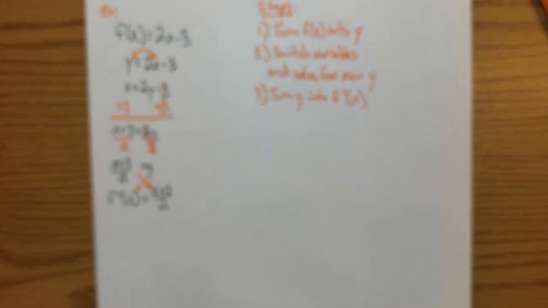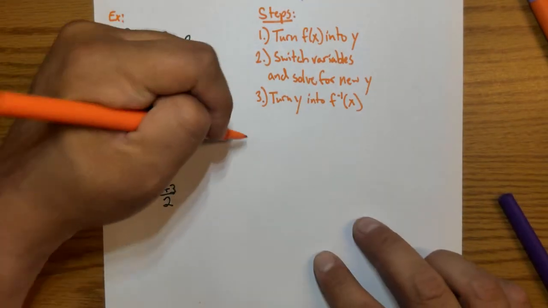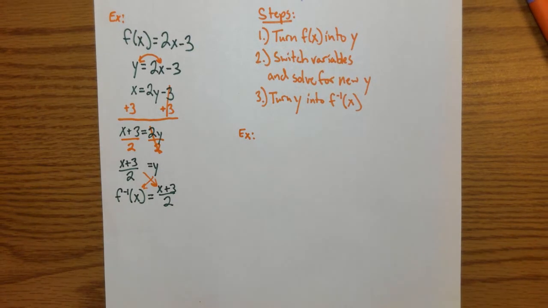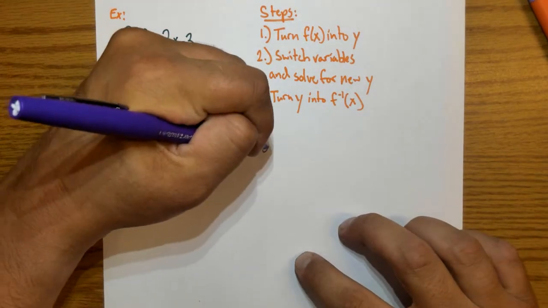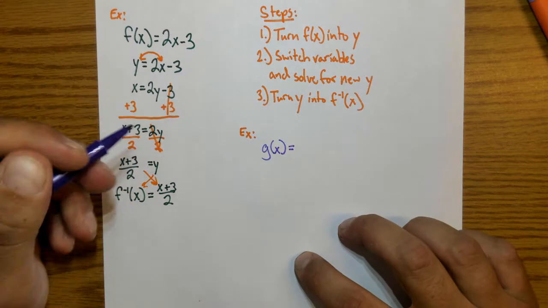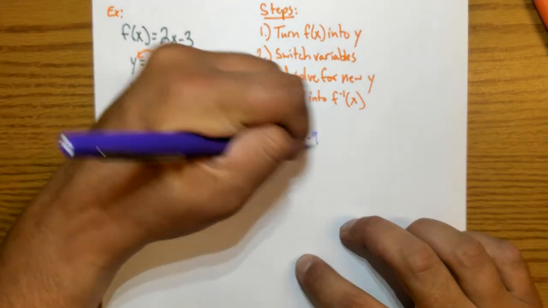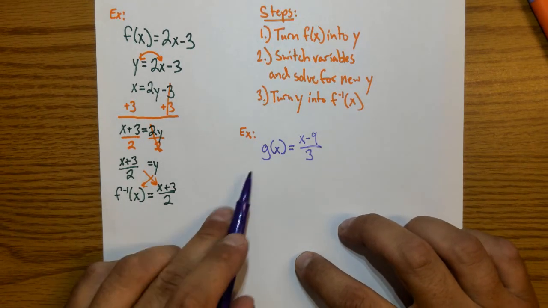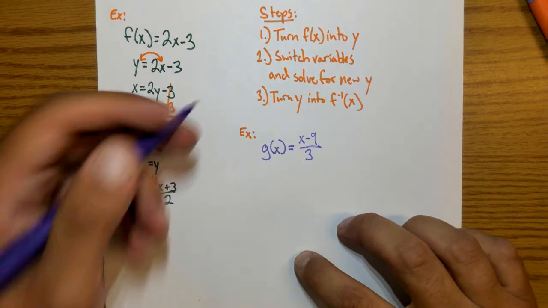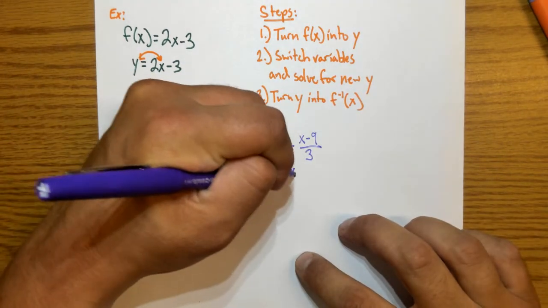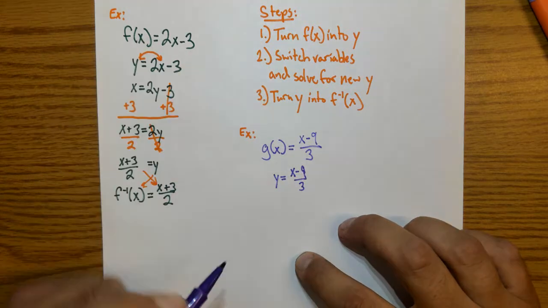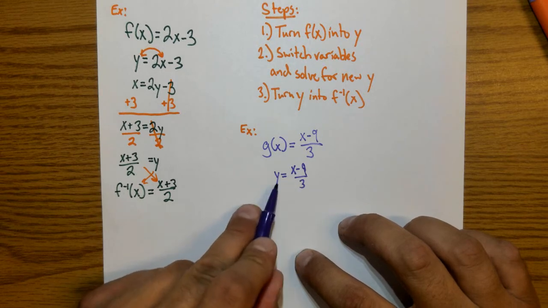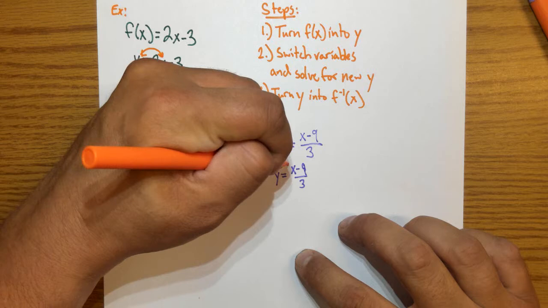Let's take a look at another example before we move on. And this time, let's say that we're going to call this one g of x is equal to x minus 9 divided by 3. So again, our first step is turn f of x, or in this case g of x, into y. So y equals x minus 9 over 3. That should be a 9. And then now we want to switch our variables. So x becomes y, y becomes x.